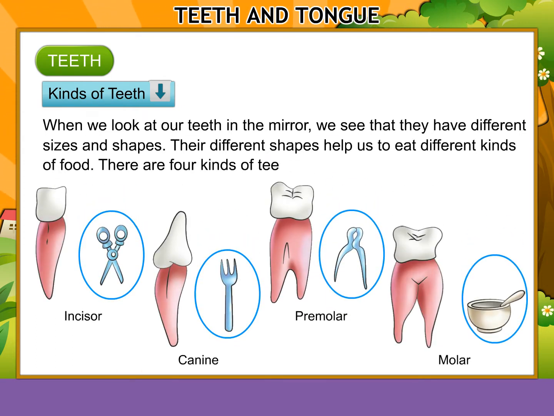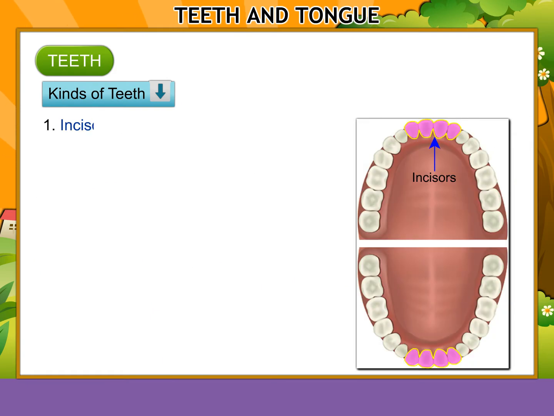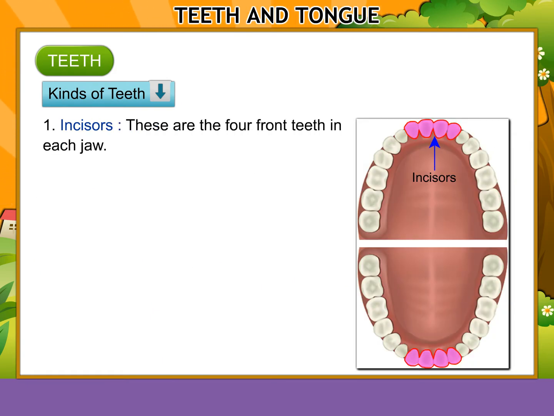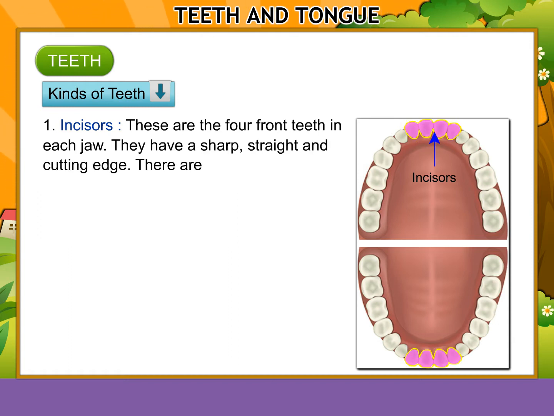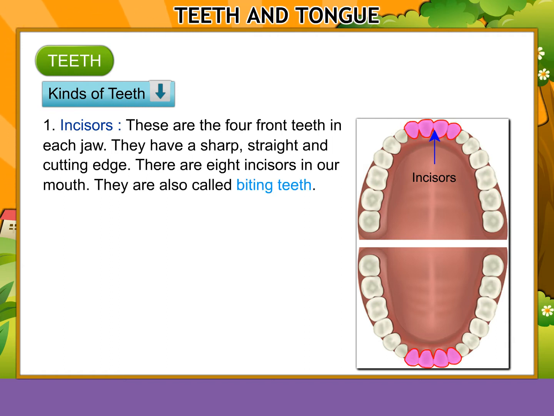There are 4 kinds of teeth. Incisors. These are the 4 front teeth in each jaw. They have a sharp, straight and cutting edge. There are 8 incisors in our mouth. They are also called biting teeth.